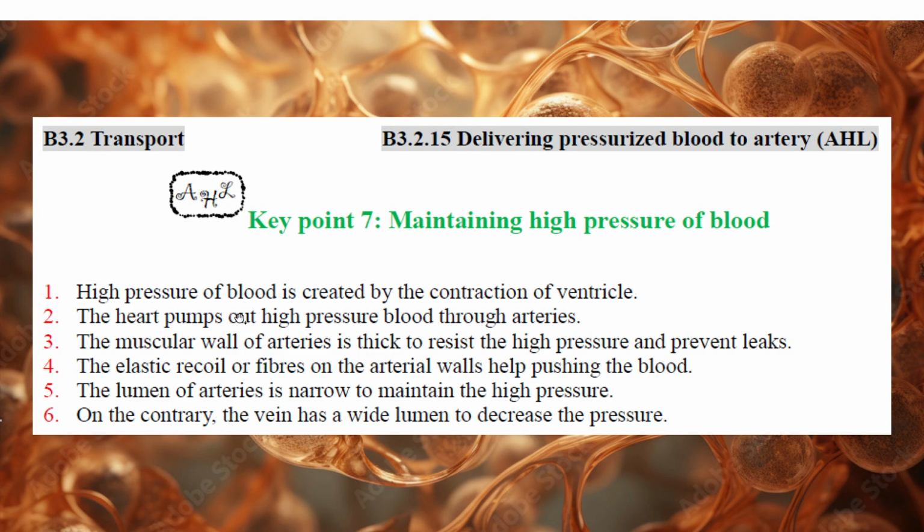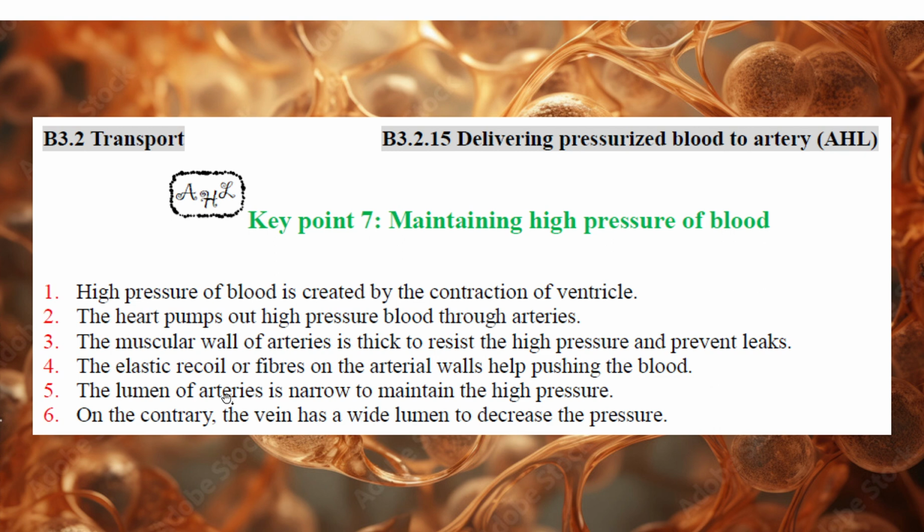Okay? And maintaining a high blood pressure, how to do it? Okay? High blood pressure is created by the contraction of the ventricle. The heart pumps out the high pressure blood through the arteries. The muscular wall of the artery is thick to resist the high pressure and prevent leaks. And the elastic fibers on the arterial wall help push the blood.